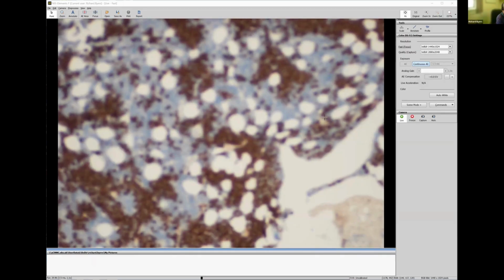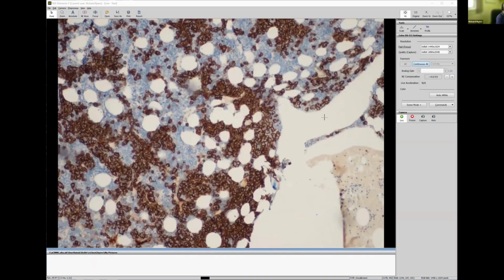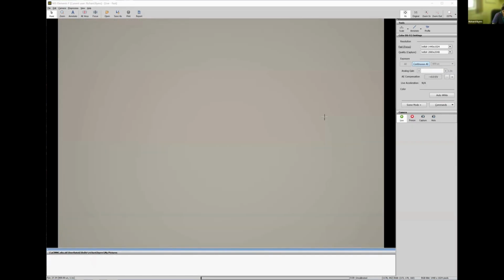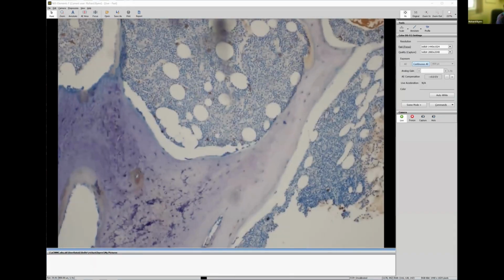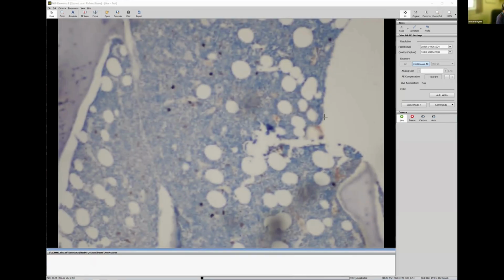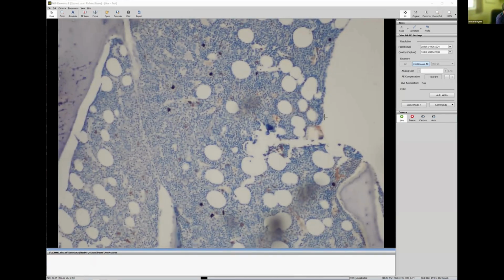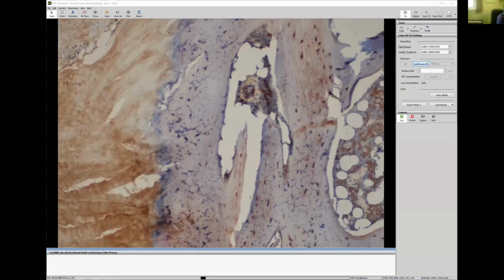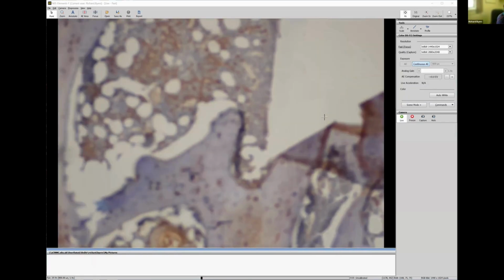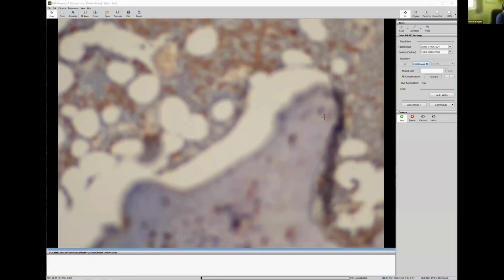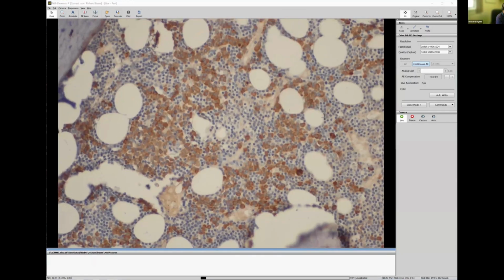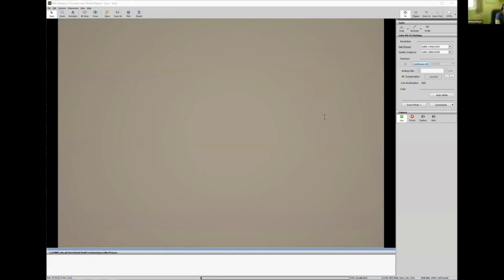And this was the CD138. So again, marked increase in plasma cells, and they were clonally restricted, as you would expect. This is the lambda, showing occasional positive cells, and this is the kappa, so definite light chain restriction. So we've got a clonal plasma cell population.